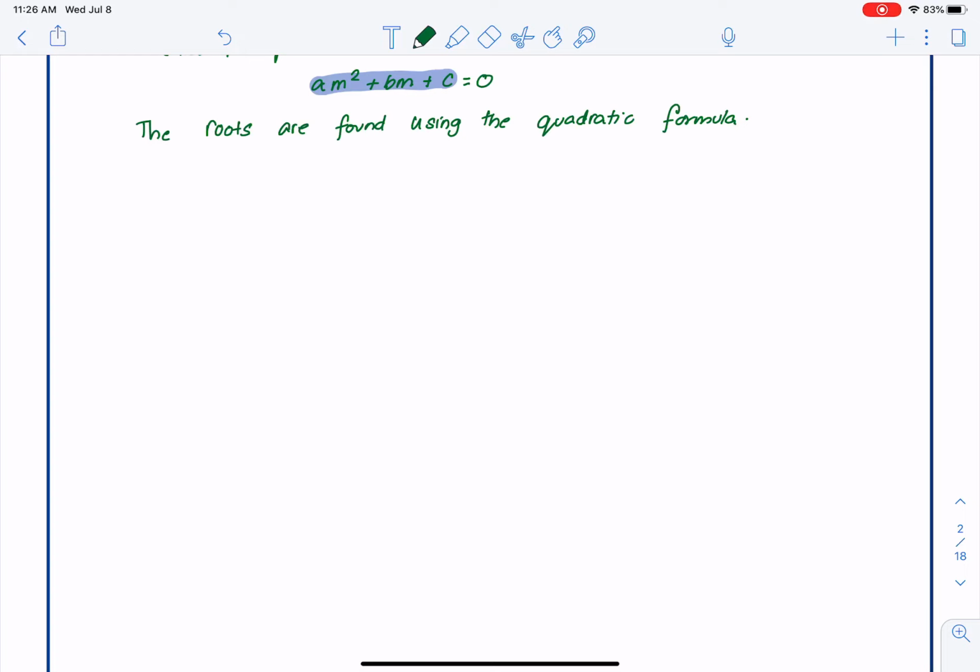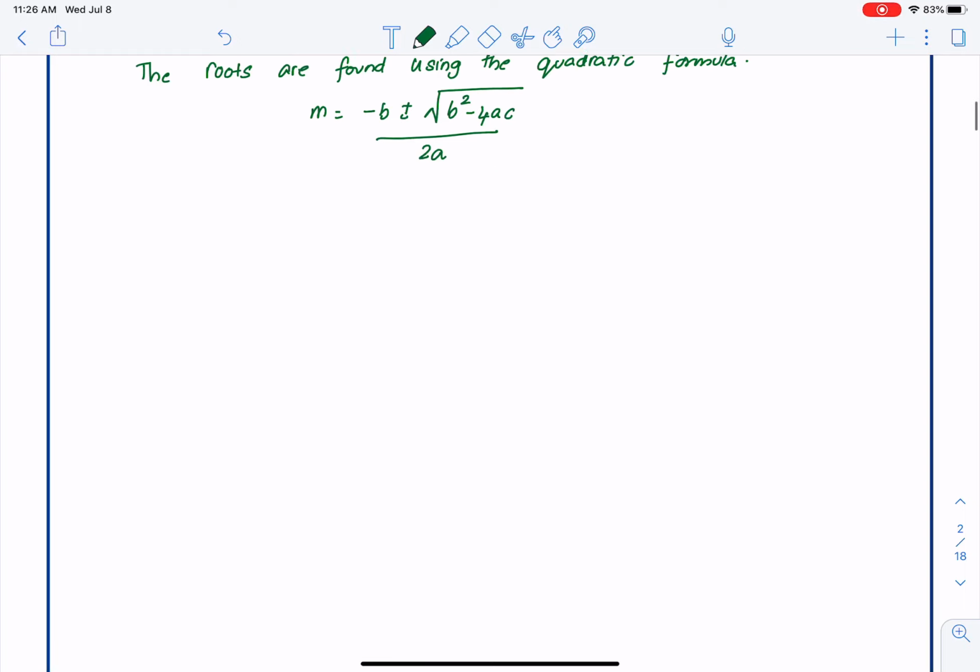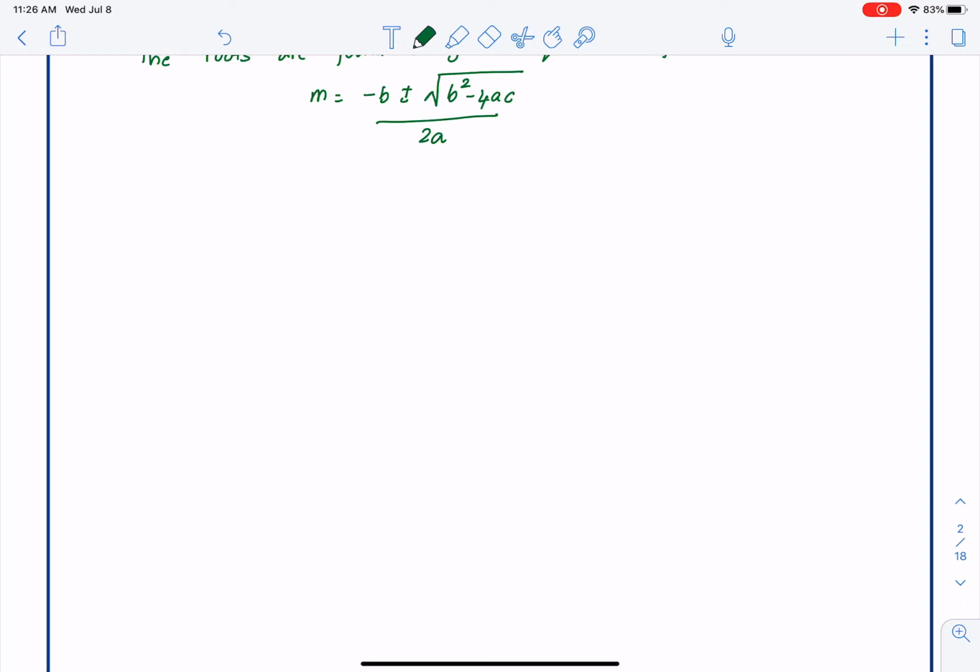So all we have to do is to find the roots using the quadratic formula. So, minus b plus or minus square root of b squared minus 4ac divided by 2a. And there are three cases that we will encounter typically with a quadratic equation.